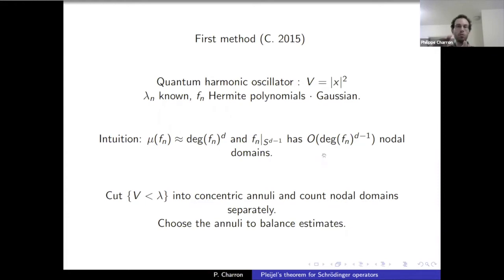So if they're sandwiched between two spheres, we know that the minimum of lambda minus V to the d over 2 and the maximum of lambda minus V to the d over 2 are quite close. So we should know that the sum that we get on one side is kind of close to the integral for Weyl's law. Now all you need to do is show that if you take too many spheres, this big O of degree of Fn to the d minus 1 term will grow faster than mu of Fn, the mu of Fn that you're trying to control.